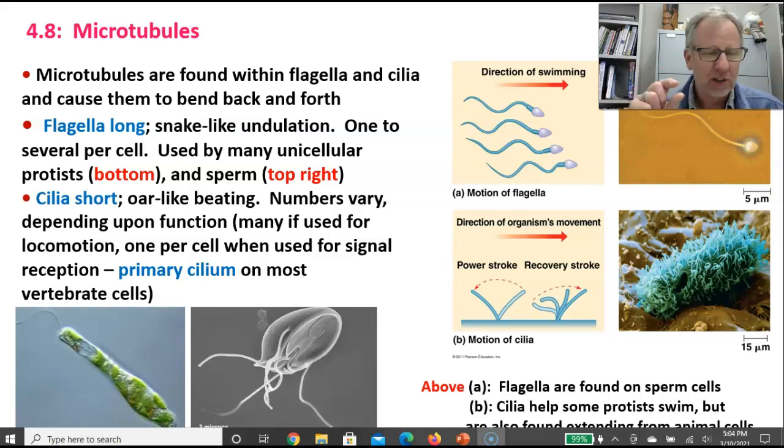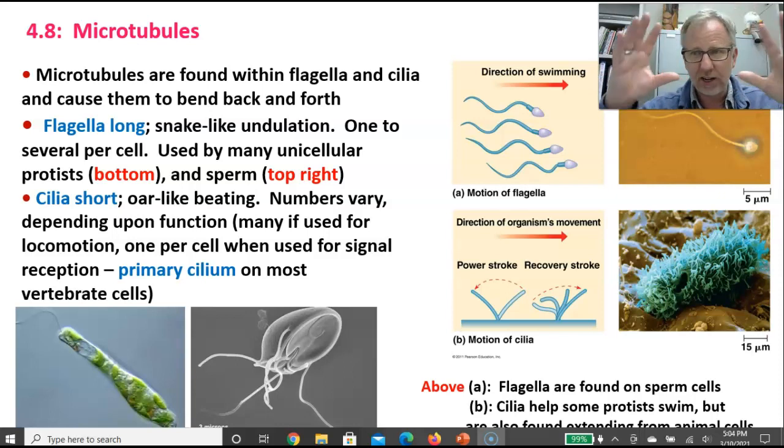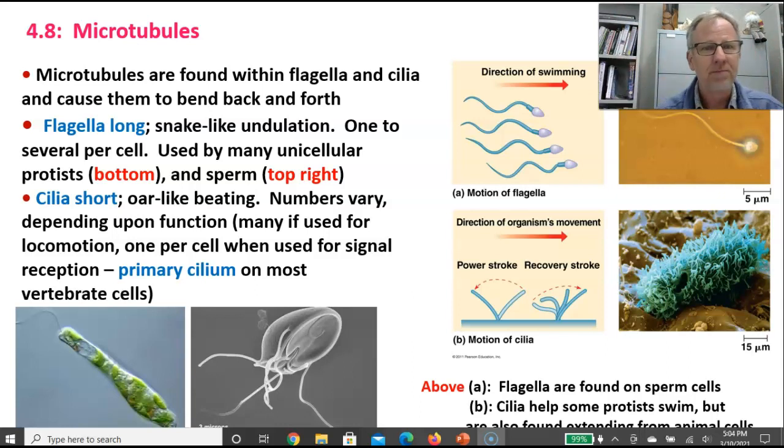Cilia are much shorter. They have the same structure as a flagellum, but they're much shorter. And they beat back and forth like oars, with a power stroke, recovery stroke, power stroke, recovery stroke. So they move a little bit differently than flagella. They are also found on the outsides of some cells, in lots of rows, and as the cilia are beating like oars, the cells can swim through the water. The figure on the right is showing you a tuft of cilia sticking out of some cells that are lining an oviduct in a female.